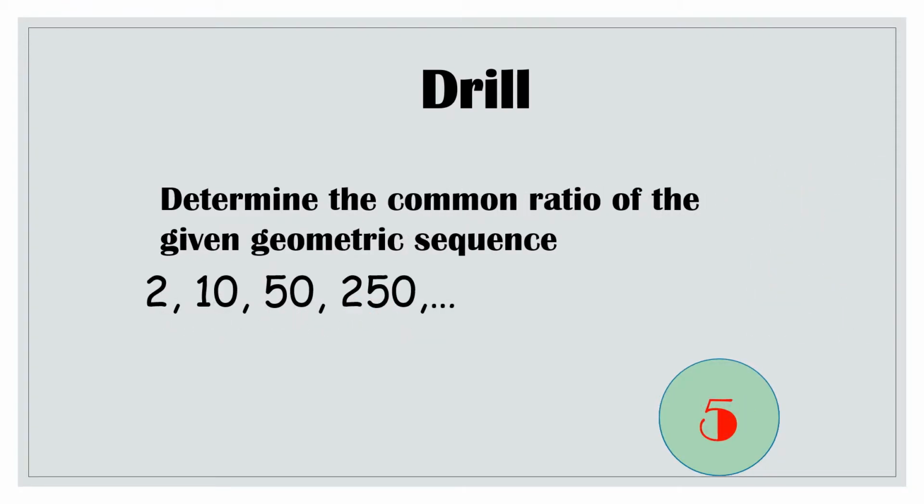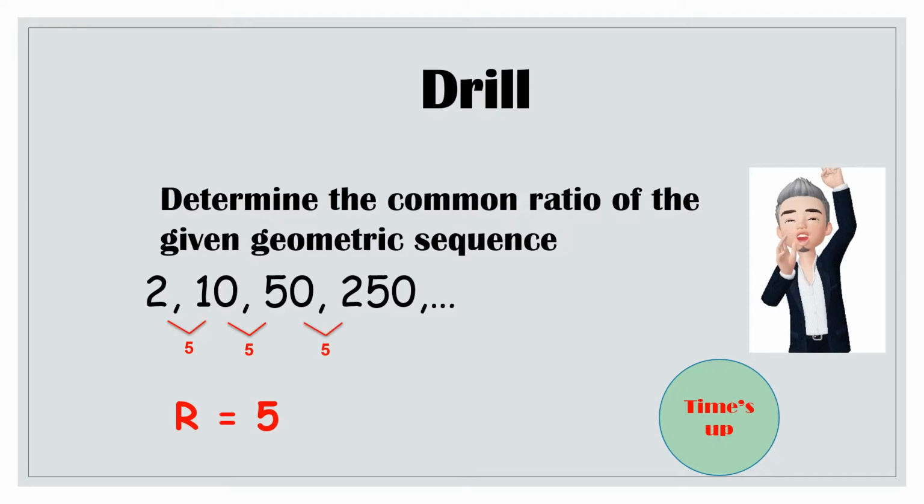Now the next one. Determine the common ratio of the given geometric sequence. The correct answer is 5. So r is equal to 5. You can get it by dividing consecutive terms. So 10 divided by 2 is 5. 50 divided by 10 is 5. Let's have the next one.